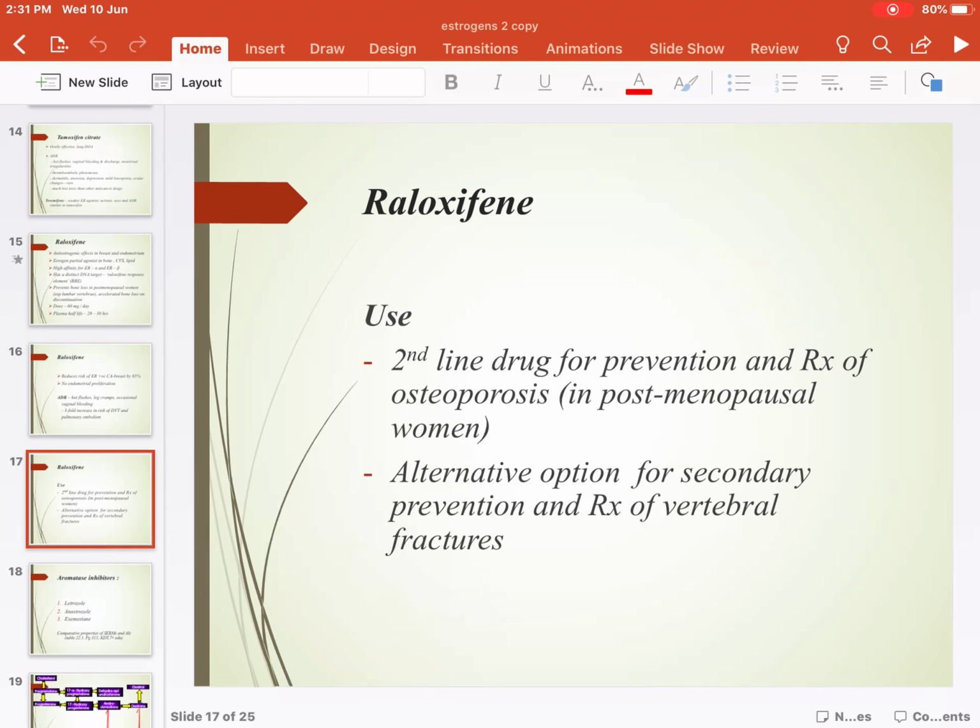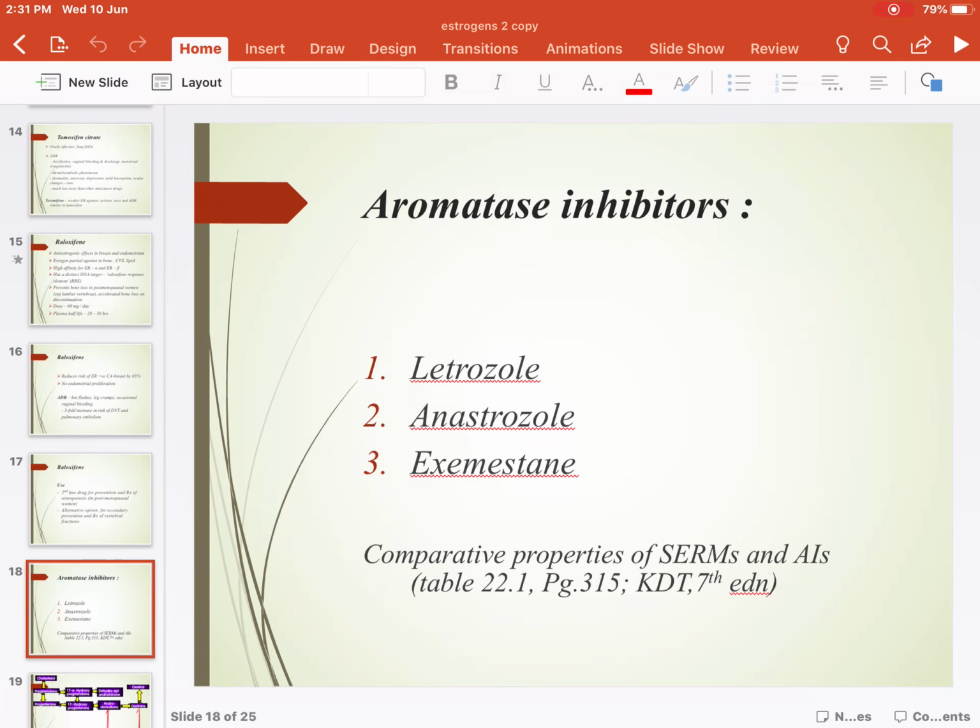embolism. Raloxifene is the second line of drug in prevention and treatment of osteoporosis in postmenopausal women, and it is also an option for secondary prevention of vertebral fractures. The most common site of fractures in postmenopausal women is the vertebra, the spine. So to prevent this, it can be used.